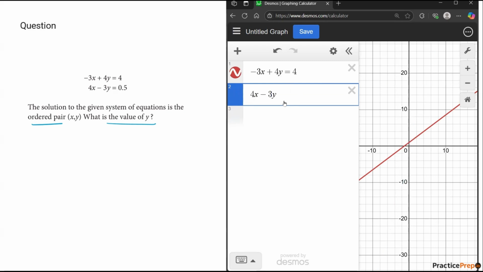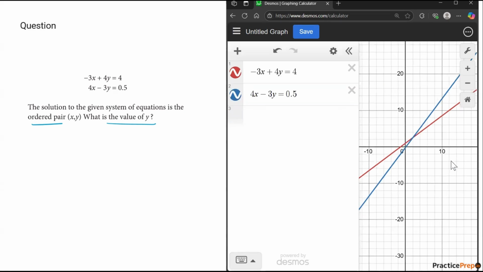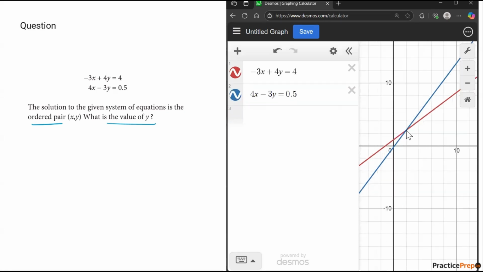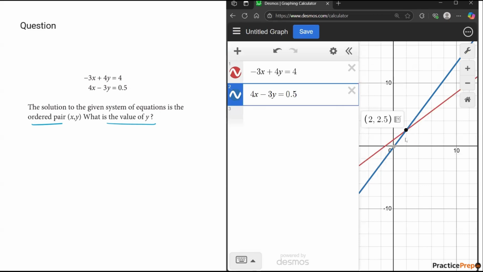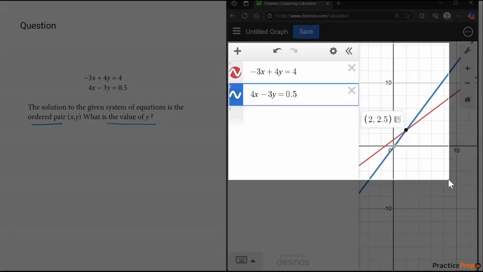So I am just using my keyboard right now to type everything. And what I get is two lines, and they cross each other at a point which Desmos calculator is willing to show us the moment we bring our mouse close to it and just press on it. Yeah, here it is. So the coordinates of the solution are 2, 2.5. All right. So I'm going to take a screenshot. This is going to be our solution to the question.